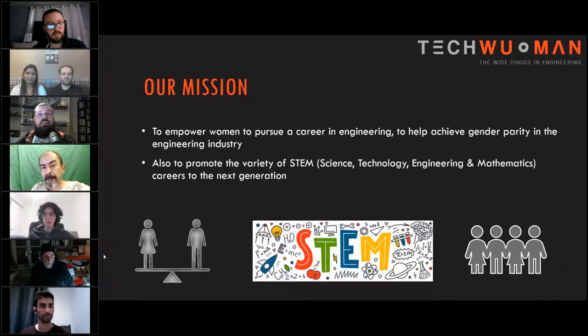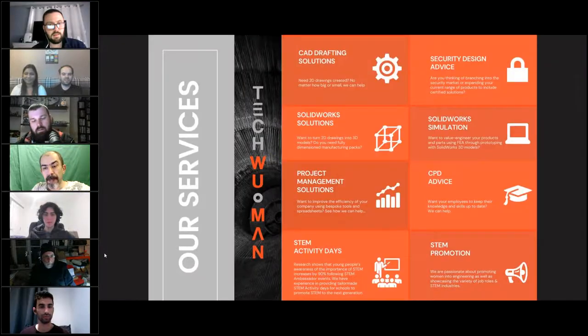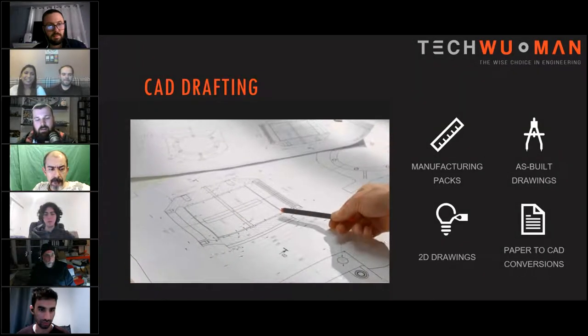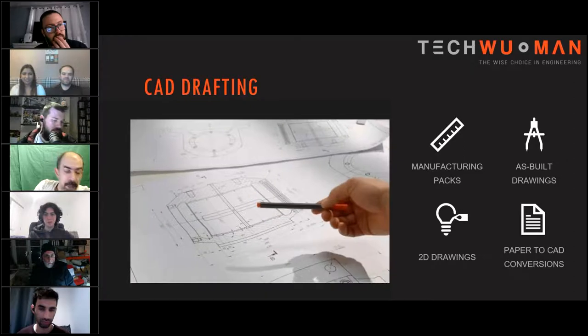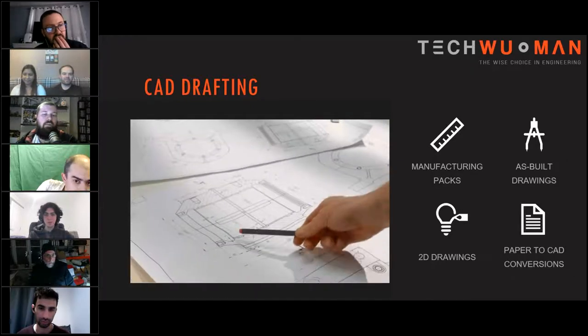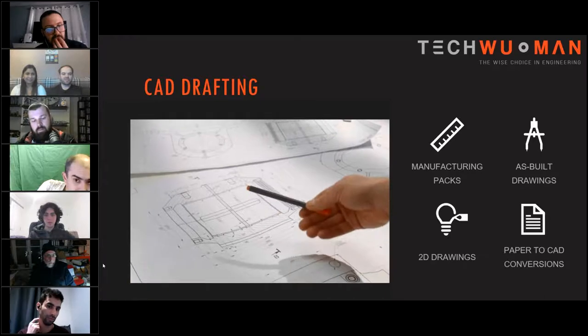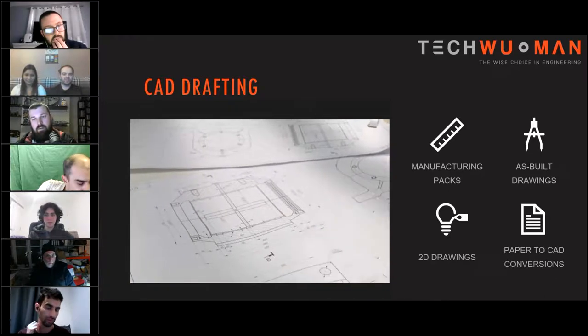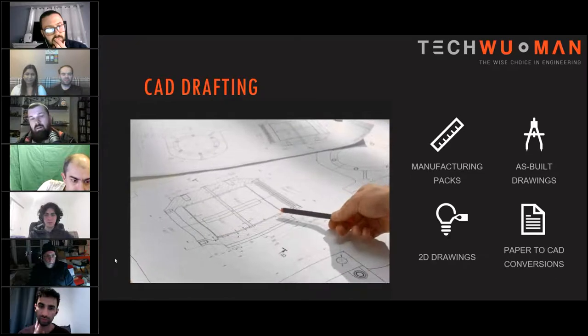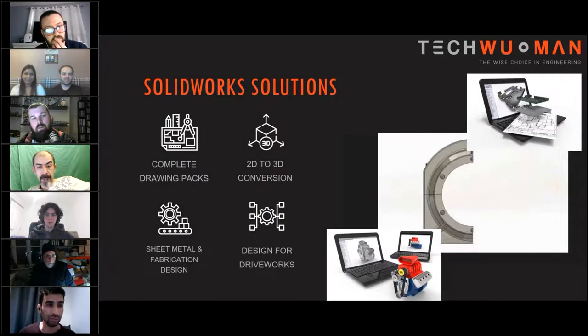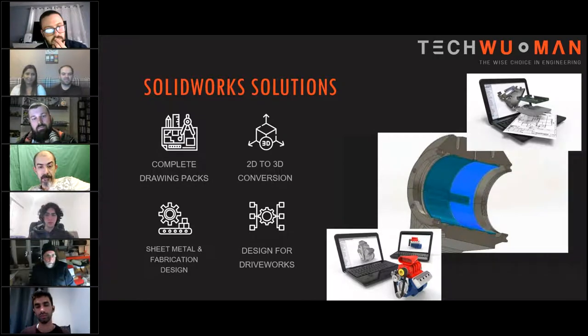First, we wanted to go through some of the engineering services we offer as a business. As you can see on the slide, there's a range of different services: CAD drafting, SolidWorks solutions and simulation, security design, project management, STEM activity days, STEM promotion, and last, CPD advice and mentoring as well. Being design engineers, one of the services we offer is CAD drafting. This is primarily 2D AutoCAD, and includes manufacturing packs, as-built drawings, 2D drawings, and converting paper drawings to CAD drawings.